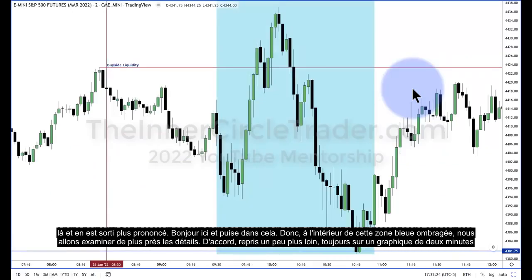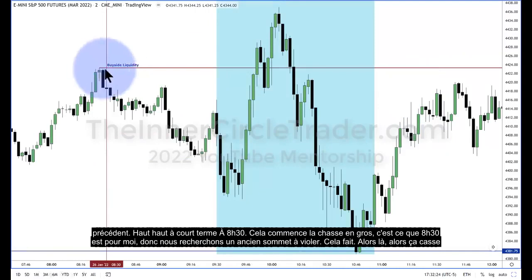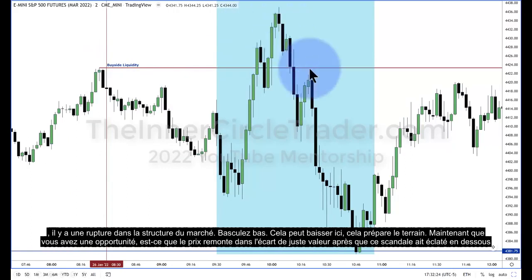Okay, we're zoomed in a little bit. Again, still on a 2-minute chart. Previous high, short-term high, and 8:30 in the morning. That starts the hunt, basically. That's what 8:30 in the morning is to me. So we're looking for an old high to be violated. It does so here. Then it breaks. There's a break in market structure.